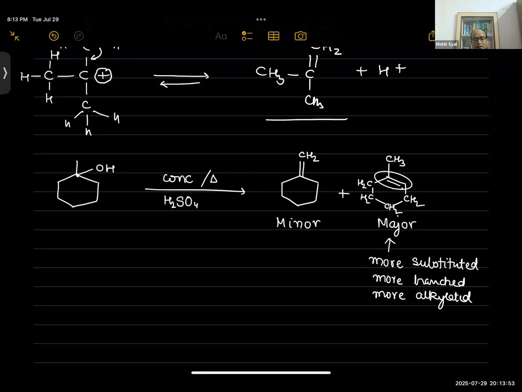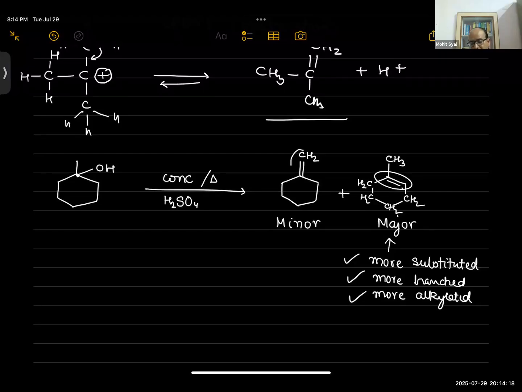Is it clear what is written? All have the same meaning. Can you see what I have written? How to identify the main alkene, the major product, for the elimination reaction? Jasmine, can you see it? It should be more branched, more substituted, more alkylated. Got it?